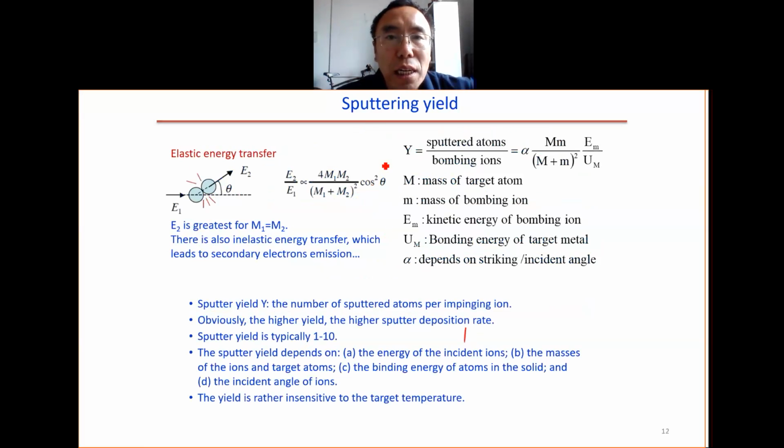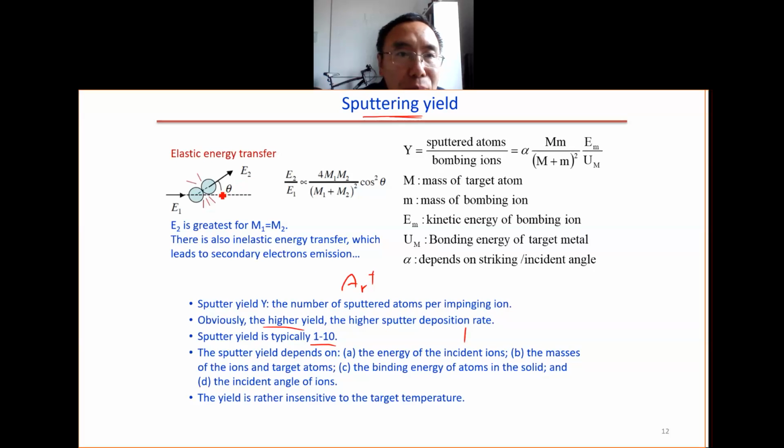So now let's look at sputtering yield. The sputter yield is defined as the number of sputtered atoms per impinging ion. So we have 1 argon ion coming in, we may have 1 to 10 atoms sputtered out. So obviously, the higher the yield, the higher the deposition rate.